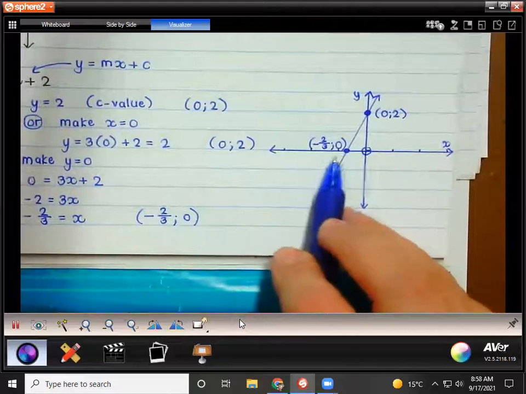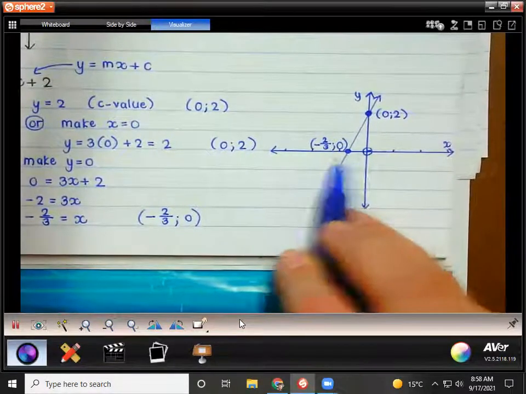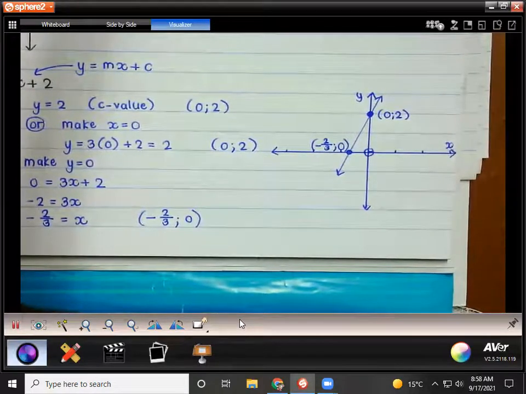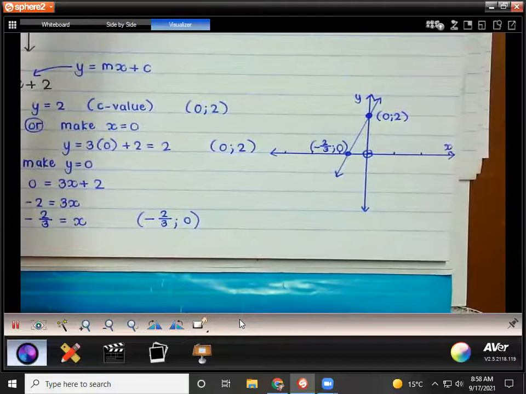So that's 0, that's -1. So I did it like 2/3 towards -1, because -2/3 is smaller than -1.